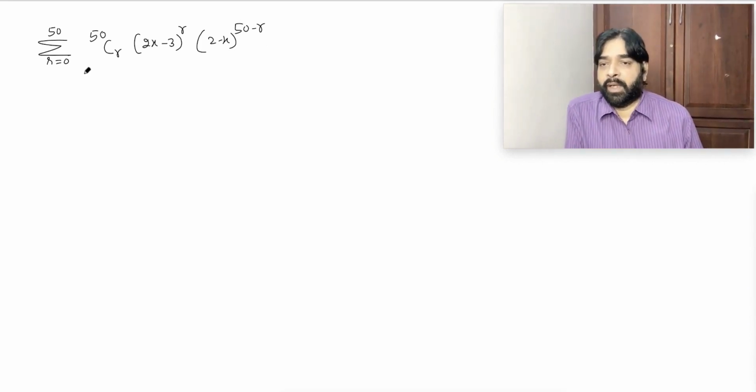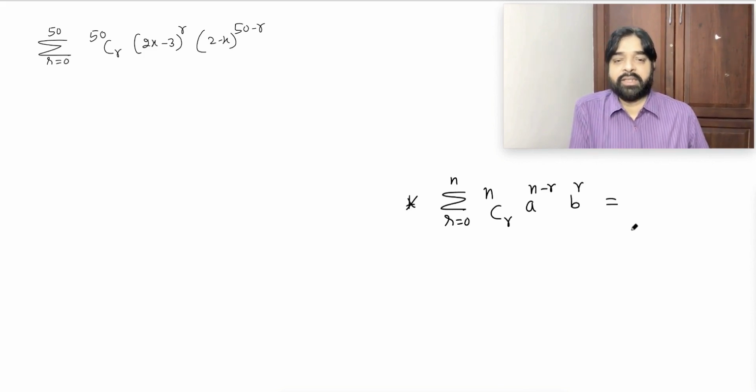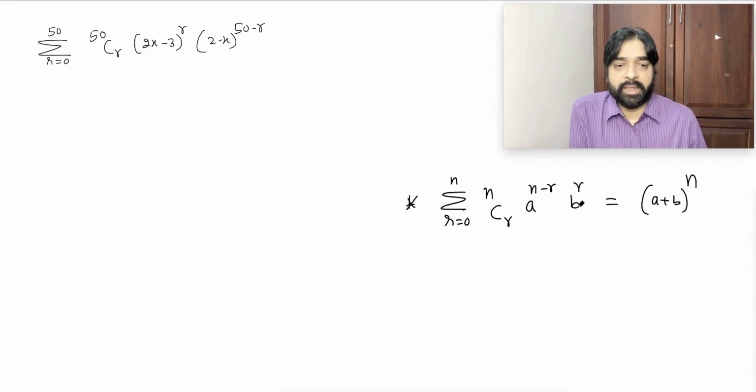Look at here. First thing, sigma r equal to 0 to n, nCr a power n minus r, b power r. What is this? This is nothing but (a plus b) raised to the power n. This is just the expansion, I wrote it.